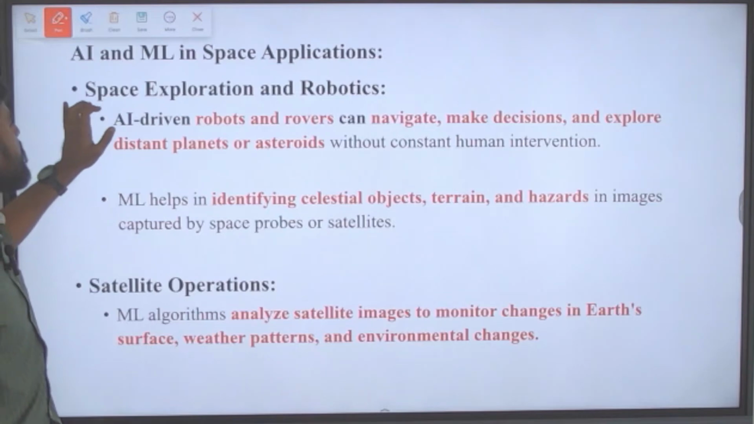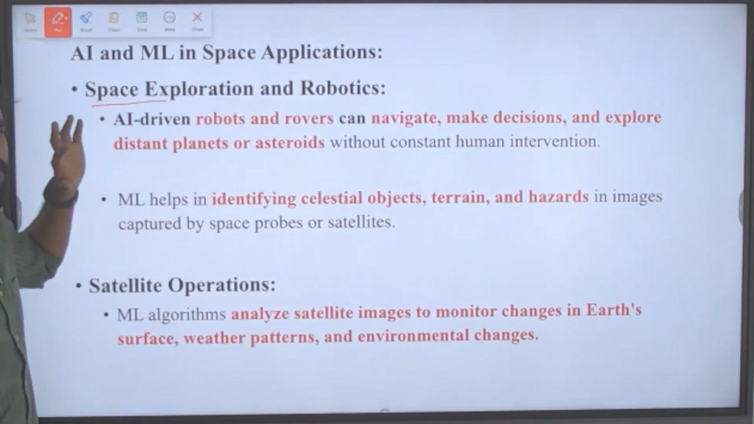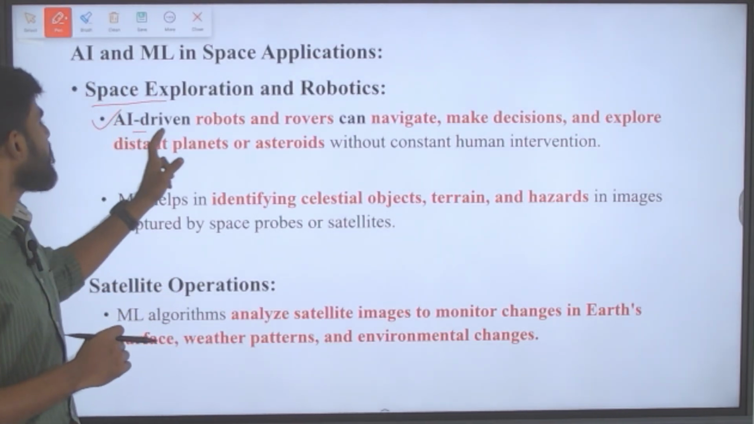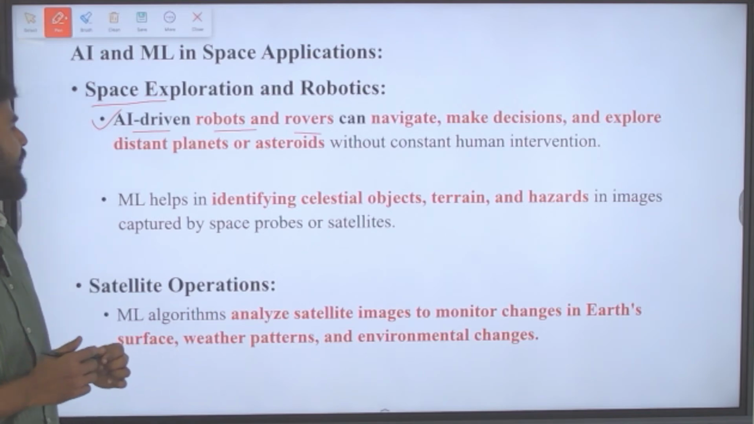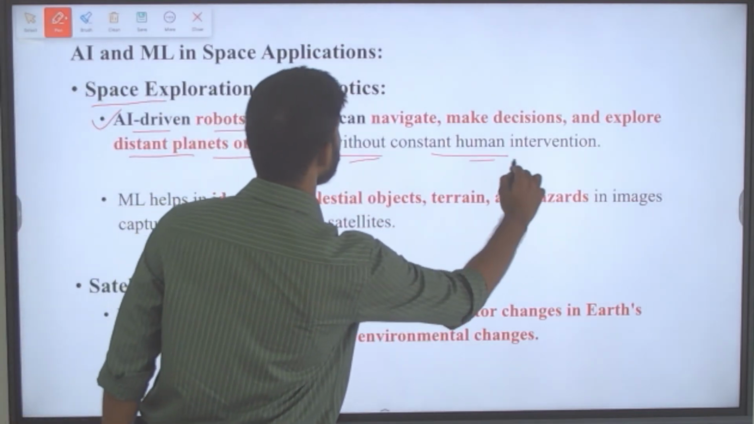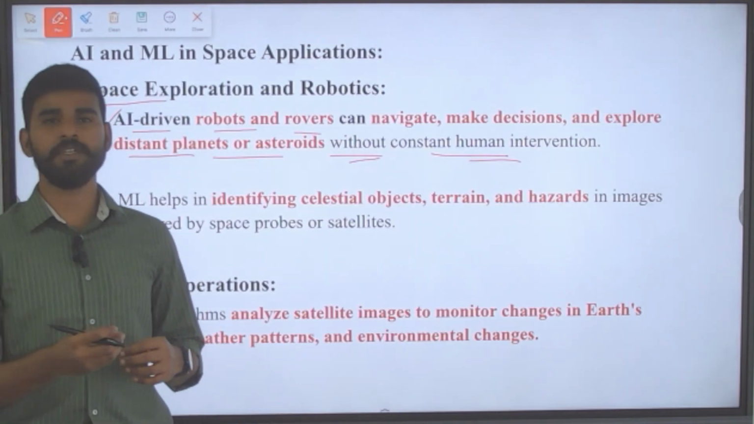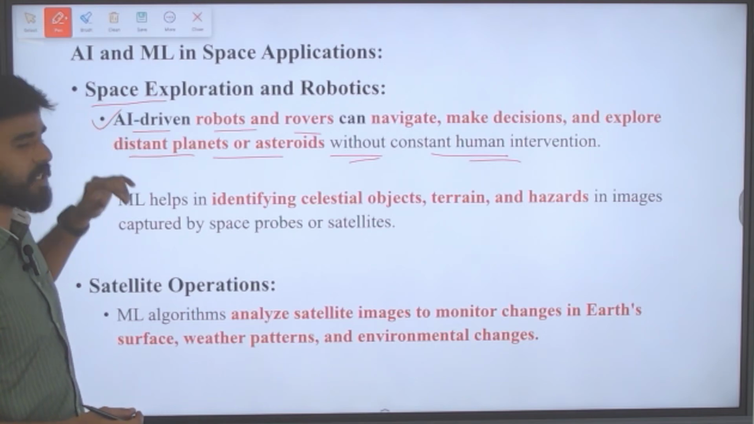First is space exploration and robotics. Space exploration and robotics go hand in hand. Artificial intelligence driven robots and rovers can navigate, make decisions, and explore distant planets or asteroids without constant human intervention. Human intervention is not needed when robots are working here, because they are working using artificial intelligence.